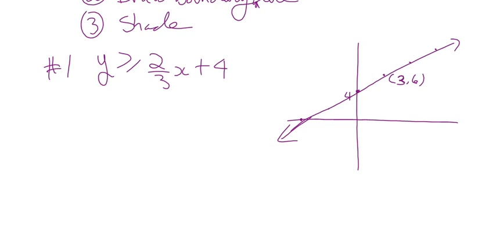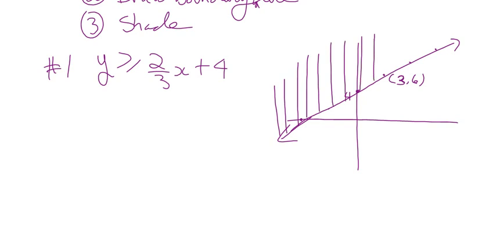And where are we going to shade? Above. So we shade above because we want y values which are greater than or equal to, and so a y value bigger than 6, anything up here, will be greater than or equal to that value, right? When x is 3. Any value greater than 6.